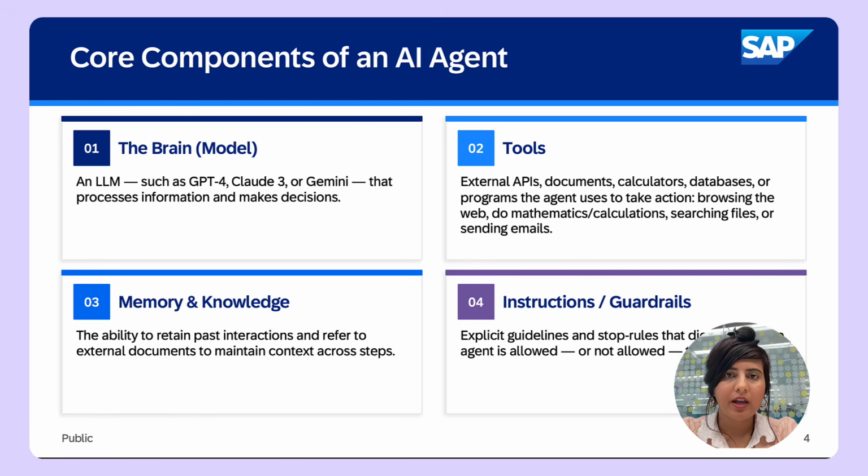Third is the memory and knowledge. In order to retain the conversation, there is a capability called long-term memory and short-term memory in order to remember the history of the conversation and maintain the context across various steps.